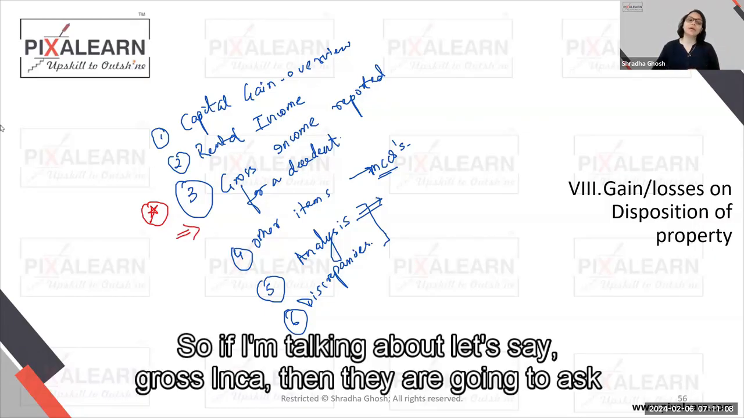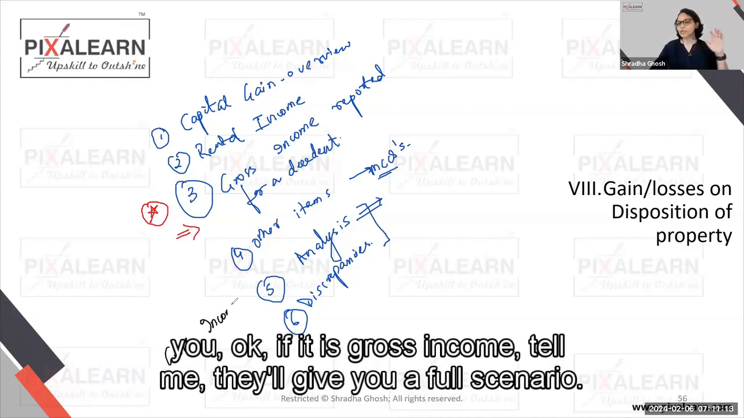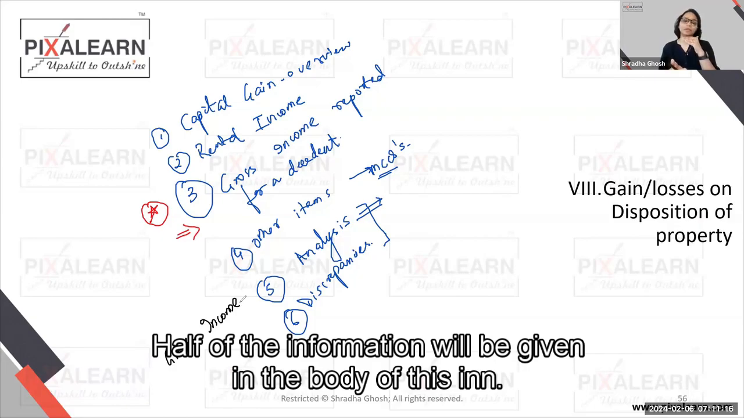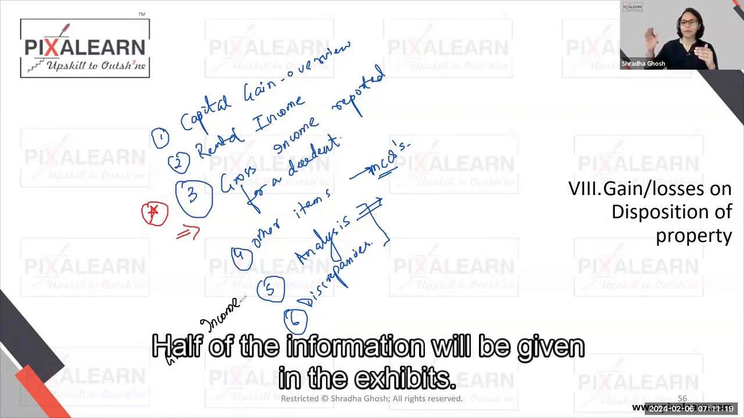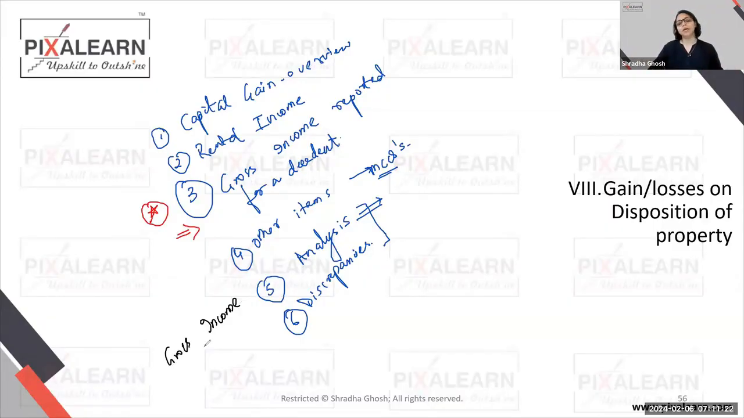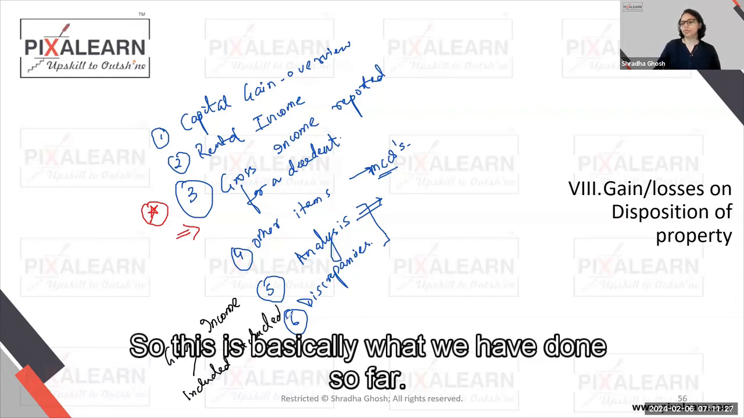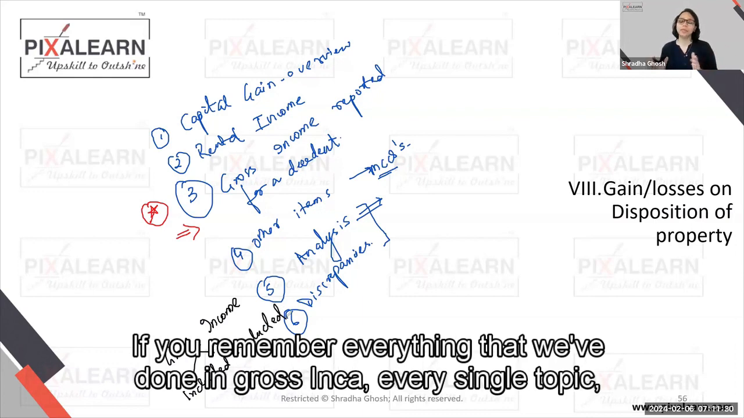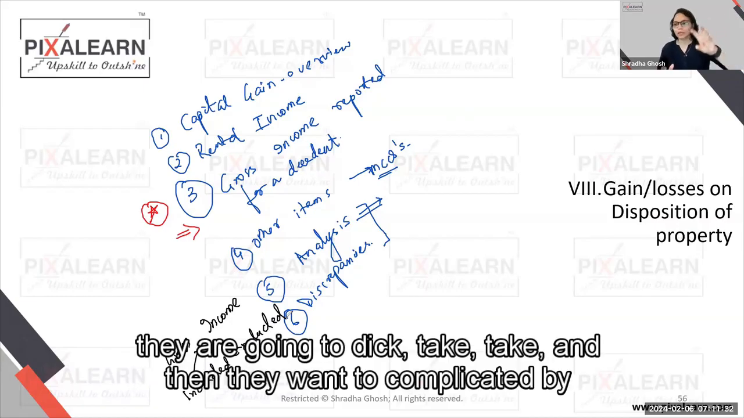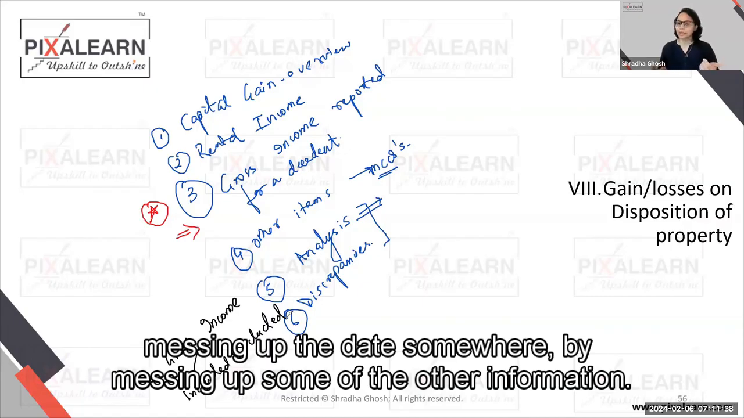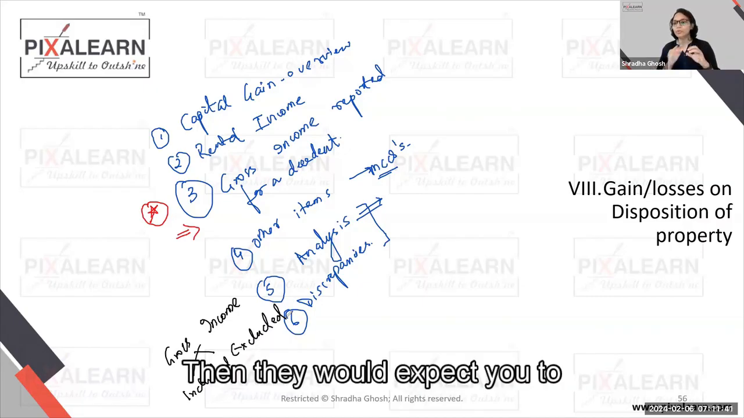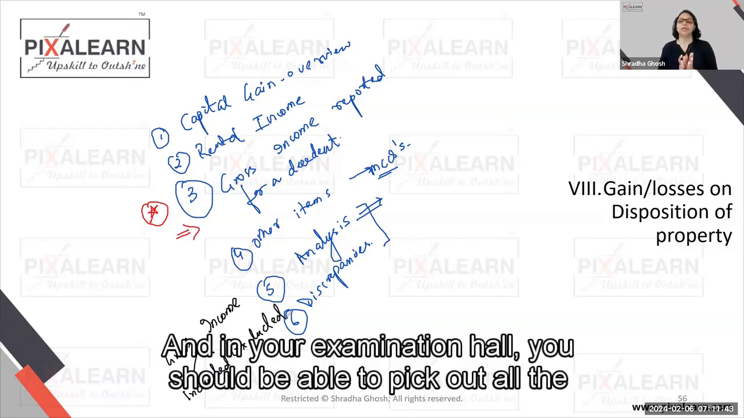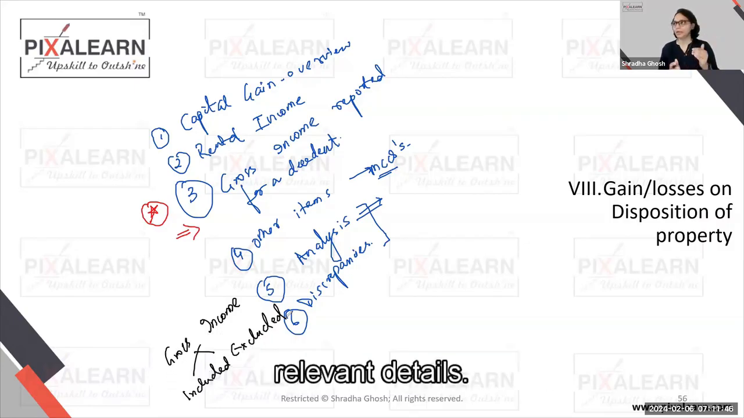So, if I'm talking about, let's say, gross income, then they are going to ask you, if it is gross income, tell me, they'll give you a full scenario. Half of the information will be given in the body of the sim, half of the information will be given in the exhibits. You have to correlate everything. So, what is included? What is excluded? This is basically what we have done so far. If you remember, everything that we've done in gross income, every single topic, they're going to take, and then they're going to complicate it by messing up the date somewhere, by messing up some of the other information. And then they would expect you to think through, and in your examination hall you should be able to pick out all the relevant details.